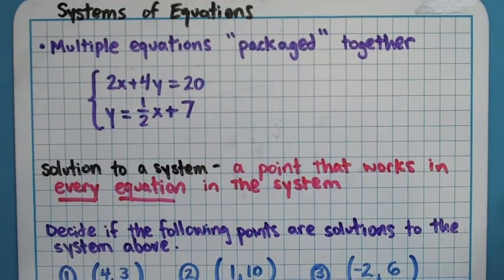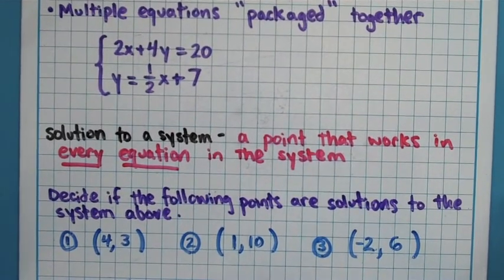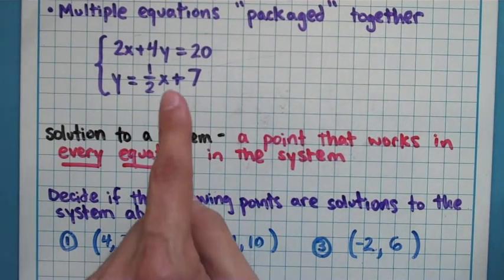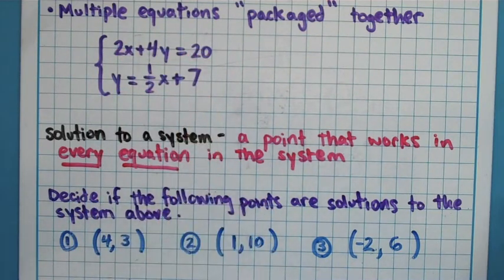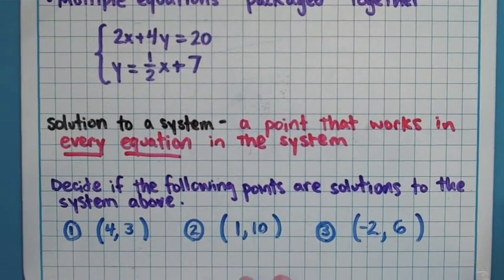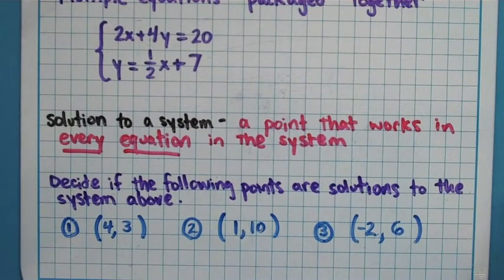And a solution to a system is going to be a point that works in every single equation that's been packaged into the system. So if something is a solution to this system right here, it's got to work in that equation, and it's got to work in that equation as well. So it needs to work in each part. And the last thing I'm going to do in this video is just practice deciding: if I give you a point, I want you to be able to tell me, is it a solution, yes or no? Now, as we move on, we're going to learn ways of figuring out the solution for ourselves. But if somebody hands you a point, you should be able to decide if it's a solution or not.